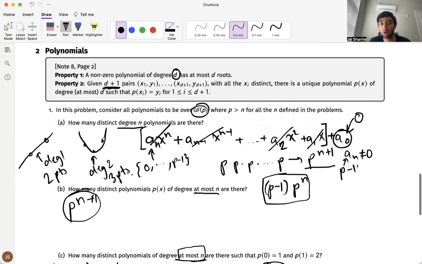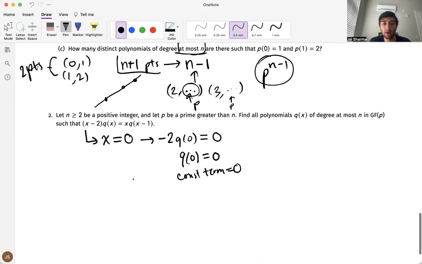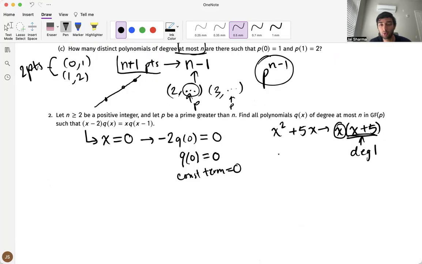which means that I can pull that x out. As an example, if q of x was x squared plus 5x, there's no constant term here. What I'm saying is I can pull out the x and write x plus 5 here. So it's x times something, where that thing is degree 1 less than the original thing. This was degree 2, and this is now degree 1.